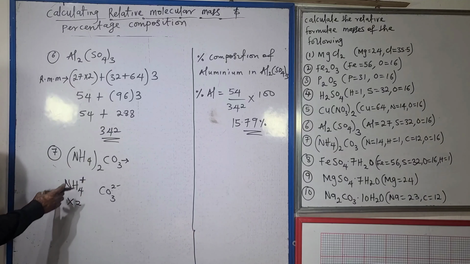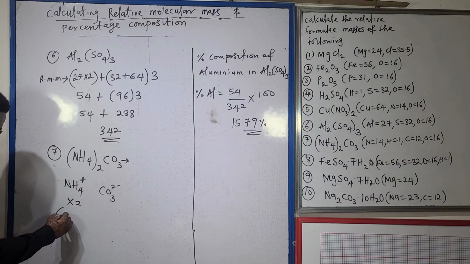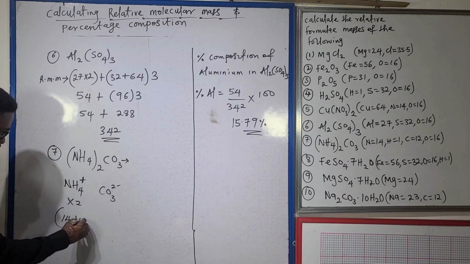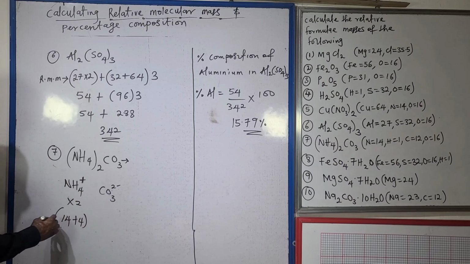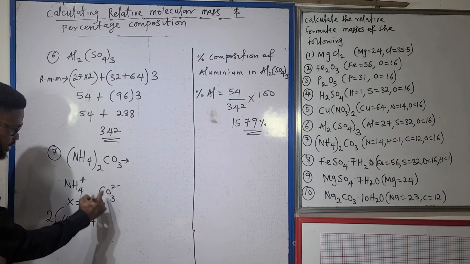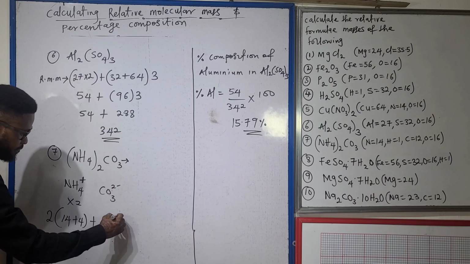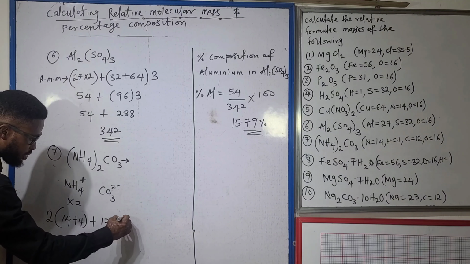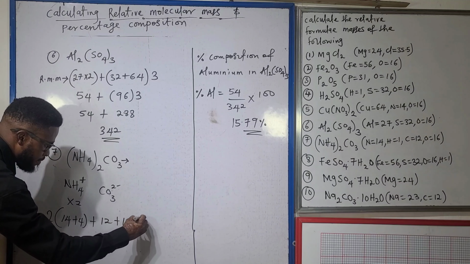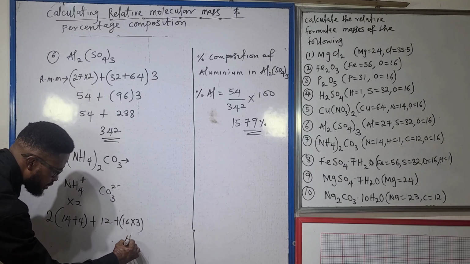Nitrogen is 14. So I have this in bracket. Nitrogen is 14, hydrogen is 1, 1 times 4, 4, all multiplied by 2, plus this is carbonate. Carbon here is 12. Oxygen is 16 times 3. So this is 48.